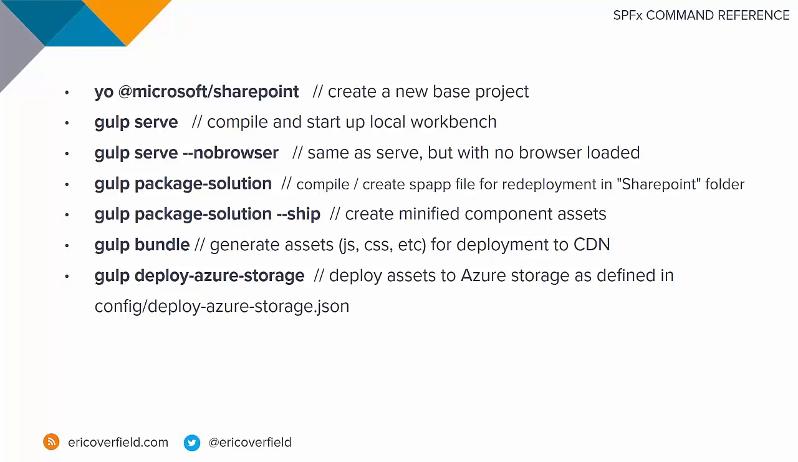So, a recap of some important commands that I want you to know about. There's yo @microsoft/sharepoint. That's how you're going to create a base project, a base solution. The next one I care about is gulp serve. You should just know that. That will compile and start your local workbench. If you want to run a local web server for a build, say you're testing off of SharePoint, you can load this with no browser by using the --nobrowser option. And then there are all the bundle commands I talked about, the packaging commands. The last one, which I didn't show at all: if you want to automatically deploy your web part into your Azure storage, you can do that by configuring the config, which is in deploy-azure-storage.json. Okay.